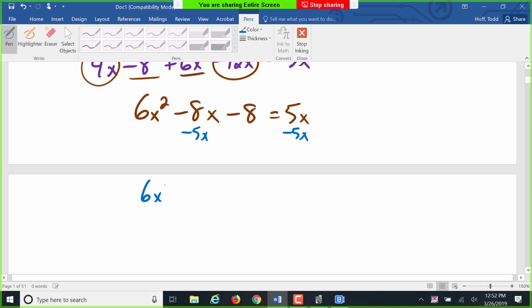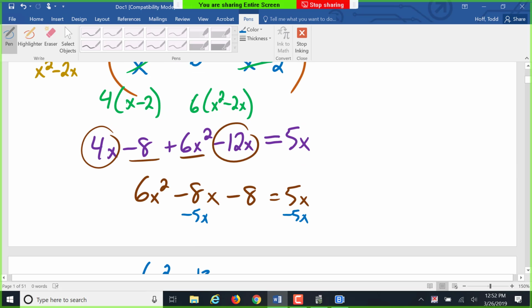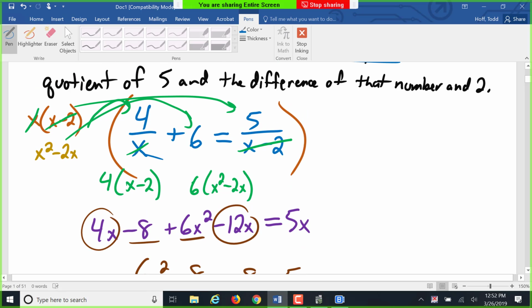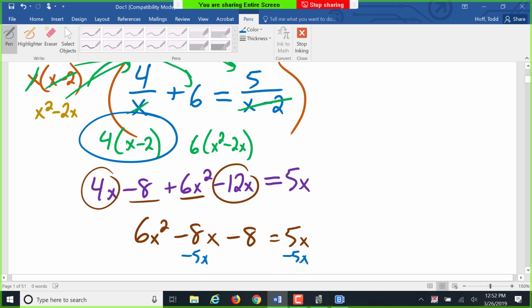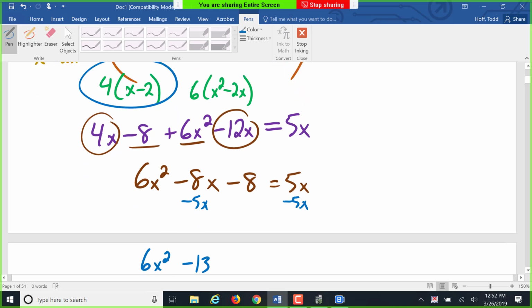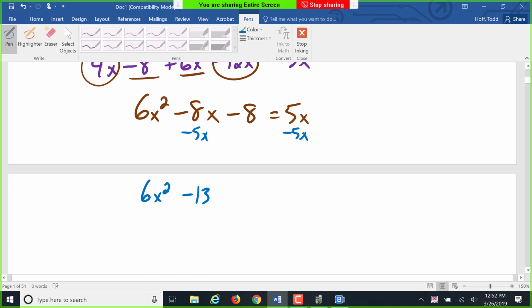So now we have 6. Oops, is that 8 or 8x? I was just wondering. That should be just an 8. That was from up here, remember. Oh, yeah, I got it. So 6x squared minus 13x minus 8 equals 0.